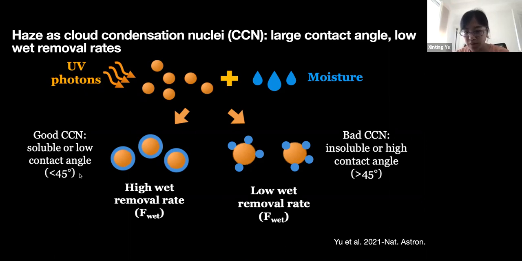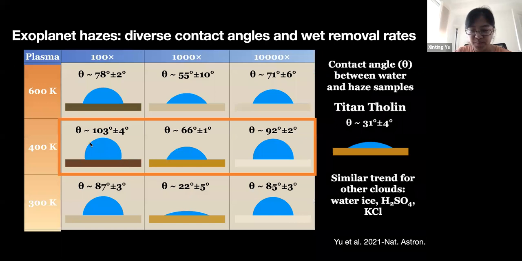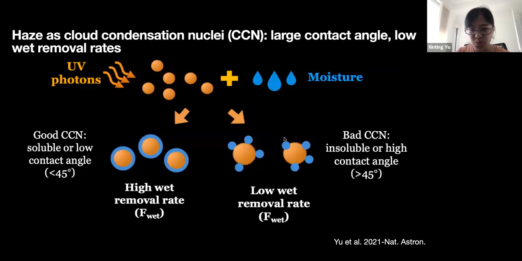And we did some solubility tests, and pretty much none of them have good solubilities. But for the ones with low contact angle, they can be efficiently wet removed, while the ones with bigger contact angles can't. But anyway, if you remember this contact angle plot I'm showing, lots of the stuff actually cannot be efficiently removed. And again, for the 400K cases, most of them are hard to wet remove.